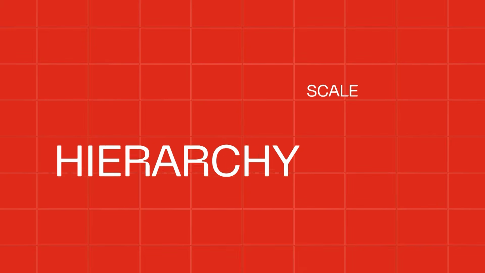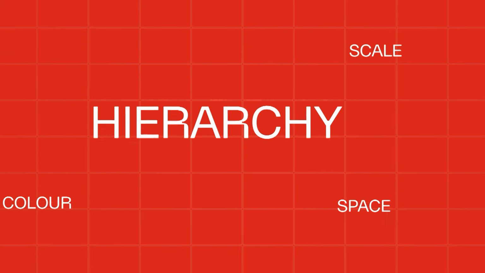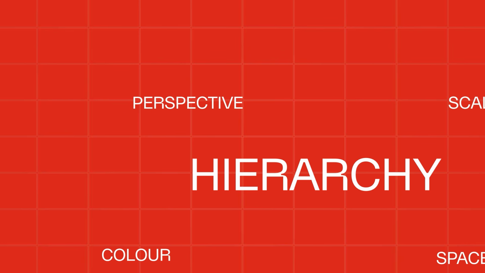Okay, now let's dive in. These are the categories which you could find in hierarchy: hierarchy in scale, hierarchy in color, hierarchy in space, hierarchy in perspective, and hierarchy in depth.